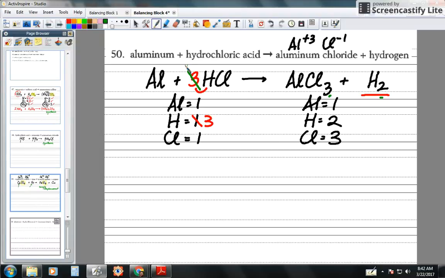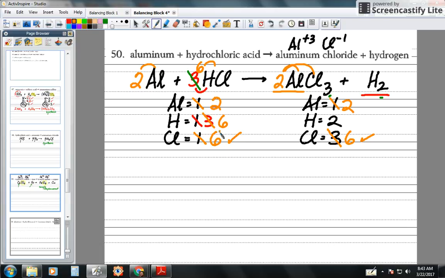The correct way of doing this is instead to put a 6. And if you put a 6 here, you'll notice that there are 6 hydrogen formula units on the right side, 6 on the left side, and 6 chlorine on the right side. And that should be fairly easy to fix. If you put a 2 coefficient in front of aluminum chloride, that causes the aluminum to go up to 2, but that fixes the imbalance in the chlorine. You can easily fix the aluminum imbalance by placing a 2 in front of aluminum on the reactant side.